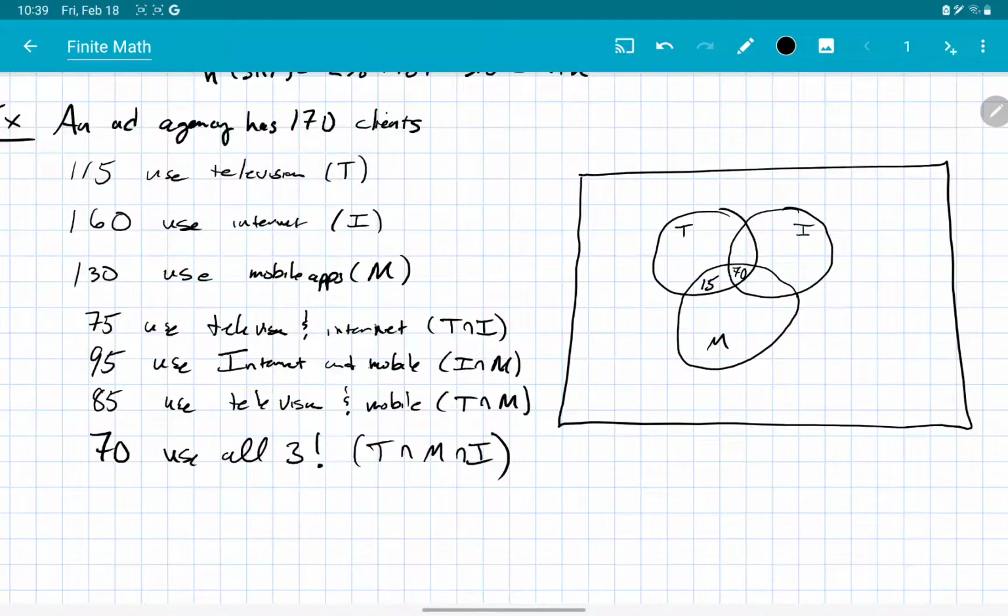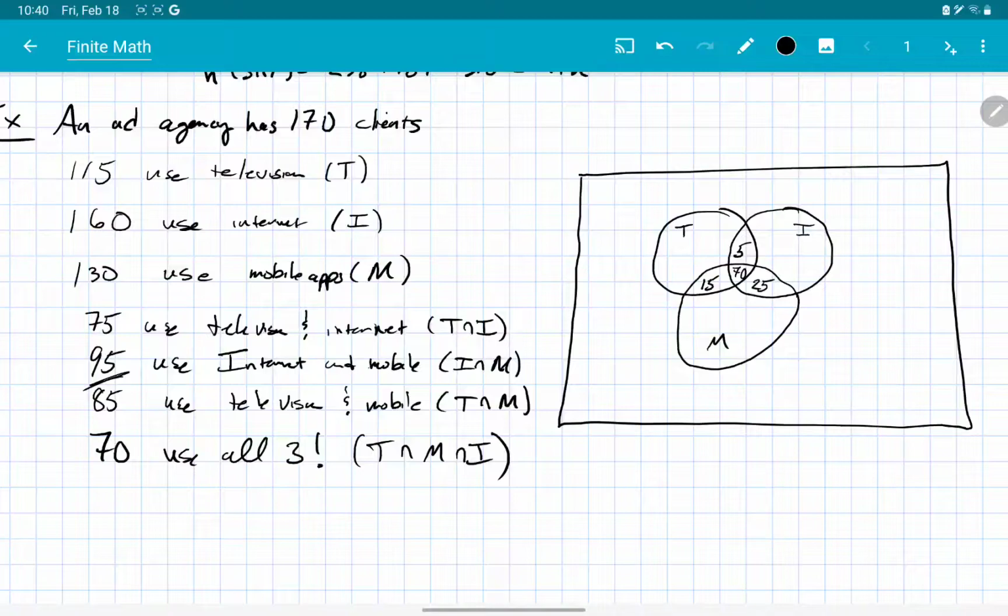Let's look at television and internet. Television and internet, but not mobile. That would be this region right here. We're told television and internet is 75. So what number goes there? 5. You're right. 5. Thanks, Alex. Okay, and then, of course, what number goes over here? Well, that's 95 is internet and mobile, but we take away the 70, so we get 25 there.